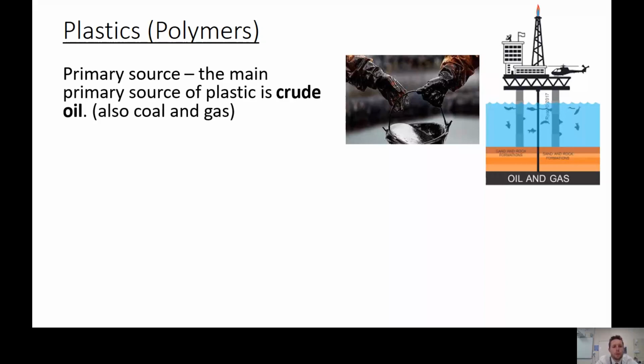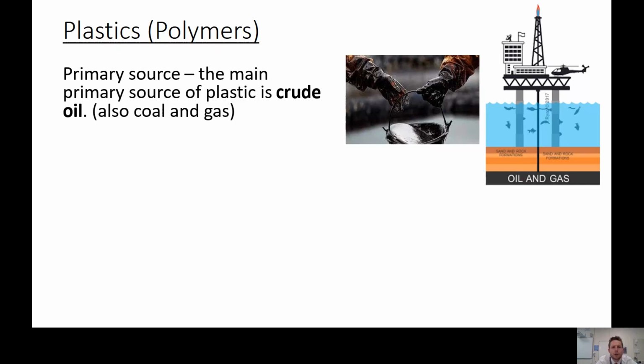Where do these come from then? So the main primary source of plastic is crude oil. But we can also make plastic from coal and gas. We can also get some natural plastics, but at the minute, the main primary source of plastic is crude oil. Crude oil, if you have a look on the right-hand side, is a very thick, dark liquid that is collected from under the ground. It's collected, taken away, and converted into plastic.